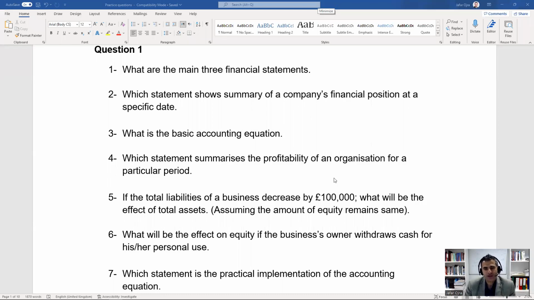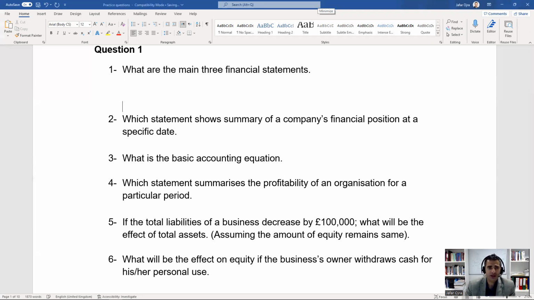Okay, now let's practice on some accounting questions. These questions vary from different topics, including debit and credit, accounting equation, statement of profit or loss, statement of financial position, and others. Let's have a look. The first question, question number 1, is a theory question: what are the main 3 financial statements?